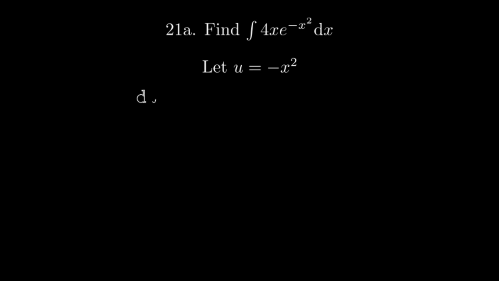We need to find the integral of 4x times e to the power of negative x squared dx. This is another problem for u substitution. Let's set u equal to the exponent of e. Then, the differential du is minus 2x dx. Now we can substitute u and minus 2 du into the integral.